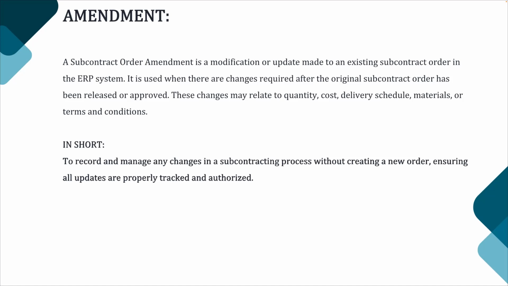Enterprise Resource Planning. So, it's used when there are changes required after the original subcontract order has been released or approved. These changes may relate to your quantity, cost, delivery schedule, materials, or terms and conditions. In short, it's used to record and manage any changes in your subcontracting process without creating a new order, ensuring all updates are properly tracked and authorized. So this is your subcontract amendment.